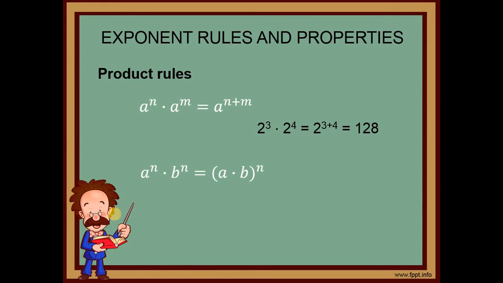Next, we have a raised to n times b raised to n, and this equals to the product of a times b raised to n. Let's have an example. We have 3 squared times 4 squared, and this equals to 3 times 4 raised to 2. Or simply, 3 times 4 is 12, raised to 2 is 144.